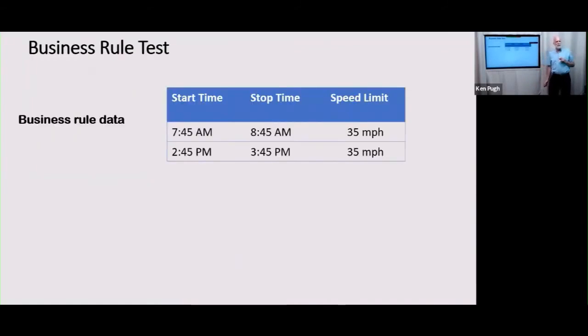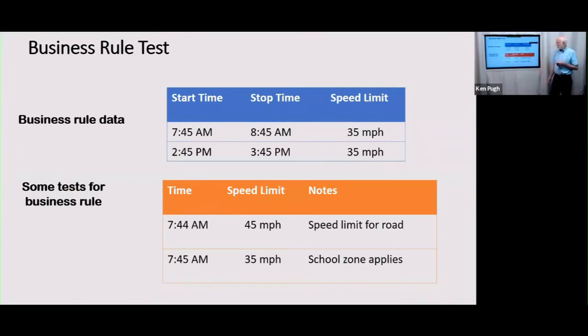And now we're going to have some business rule tests, which are simpler than our scenario tests. It simply shows that we understand the business rule. There's our business rule data. We're at 7:45 to 8:45. It should be 35 miles per hour. Otherwise, it'd be 45. And now we have some tests for the business rule. At 7:44 a.m., we're going to be doing 45, because that's the speed limit for the road. At 7:45, 35 miles per hour, the school zone applies. Now these tests show that everybody understands the business rule.